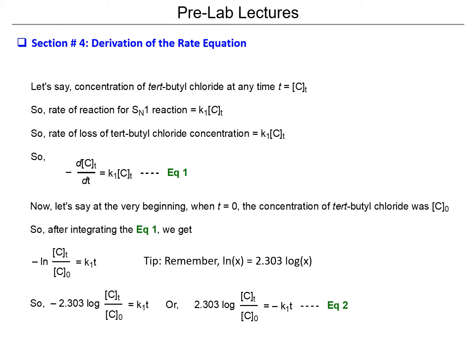Just remember that. So when you do integrate it and you move the variables around, you end up with the negative, because it's a loss, negative natural log of the concentration of your tert-butyl at a time divided by the concentration of tert-butyl at the initial, and that equals your rate constant times whatever your time is for the reaction. So you can just plug everything in, remembering that the natural log is the same thing as a base 10 log times 2.303. So negative 2.303 log of C of t over C naught equals kt.